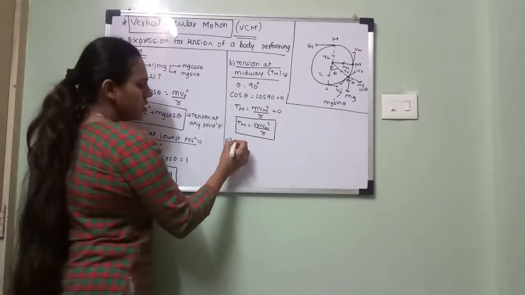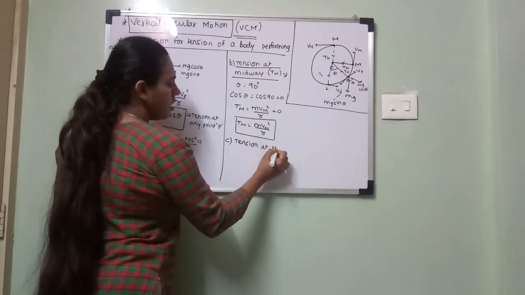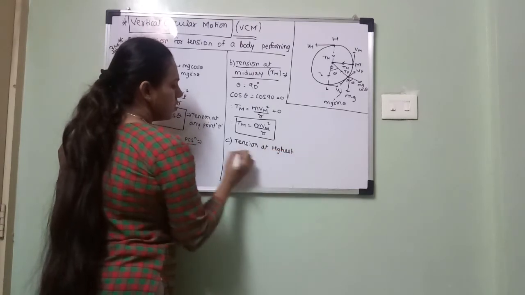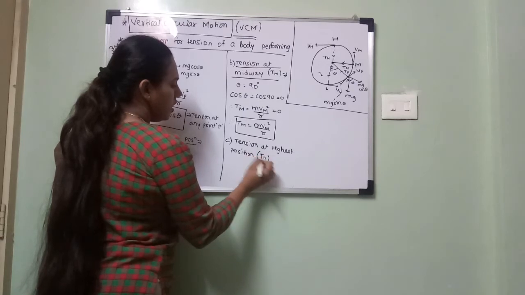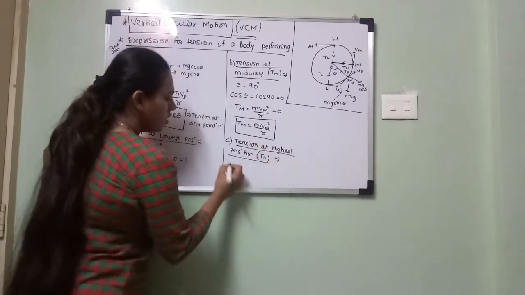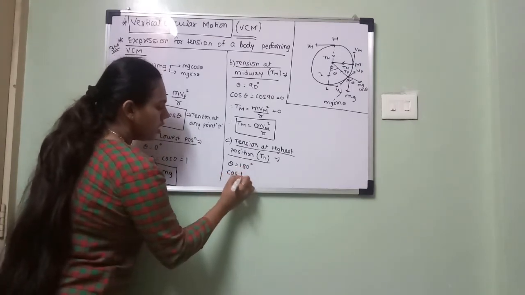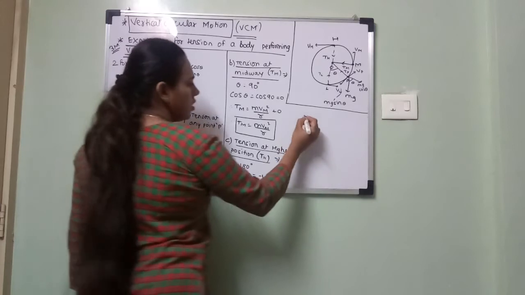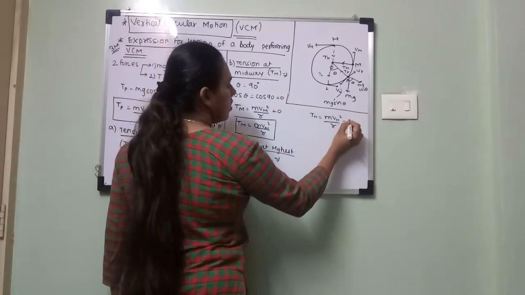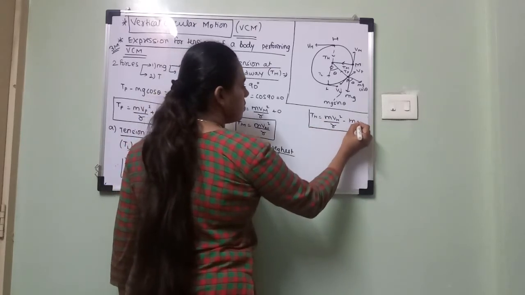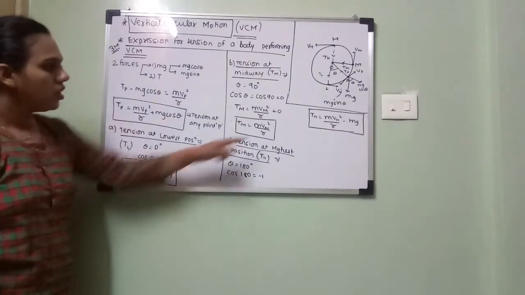And C part is tension at the highest position, which is denoted by TH. Theta value is 180 degrees, right? So cos of 180 is minus 1. So therefore TH is equal to mvh square upon r minus mg. So this is the tension at the highest position.